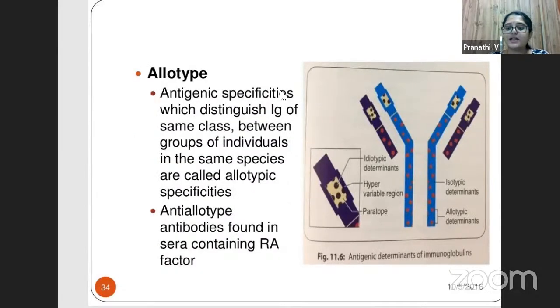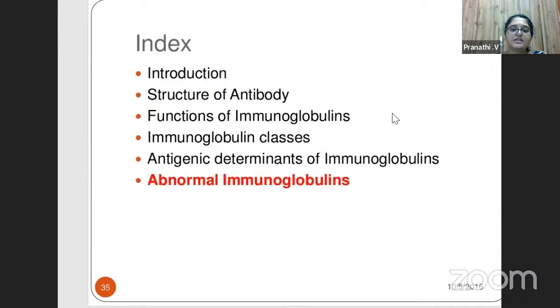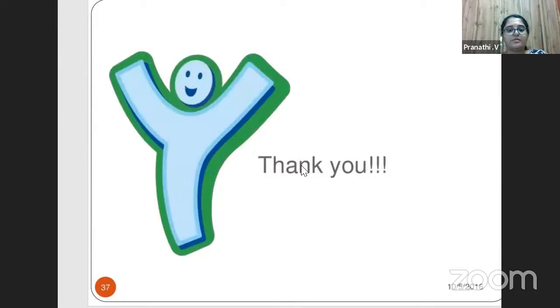Now we have something called allotypes. Within the same class, for example, IgG is divided into 4 subclasses. These subclasses are going to have differences in the allotypes. Anti-allotype antibodies found in the sera also have the rheumatoid arthritis factor that is present. So this is about the different kinds of antigens and the antigenic determinants that are present.